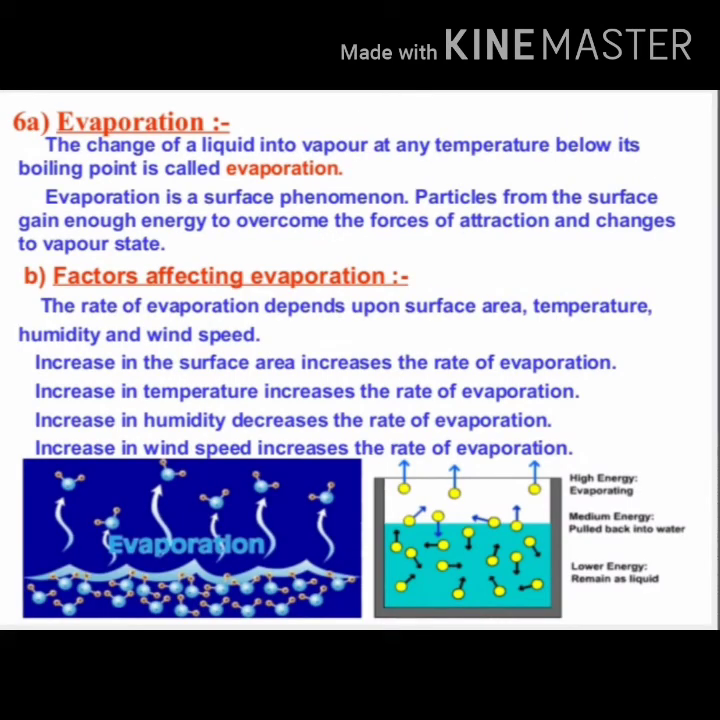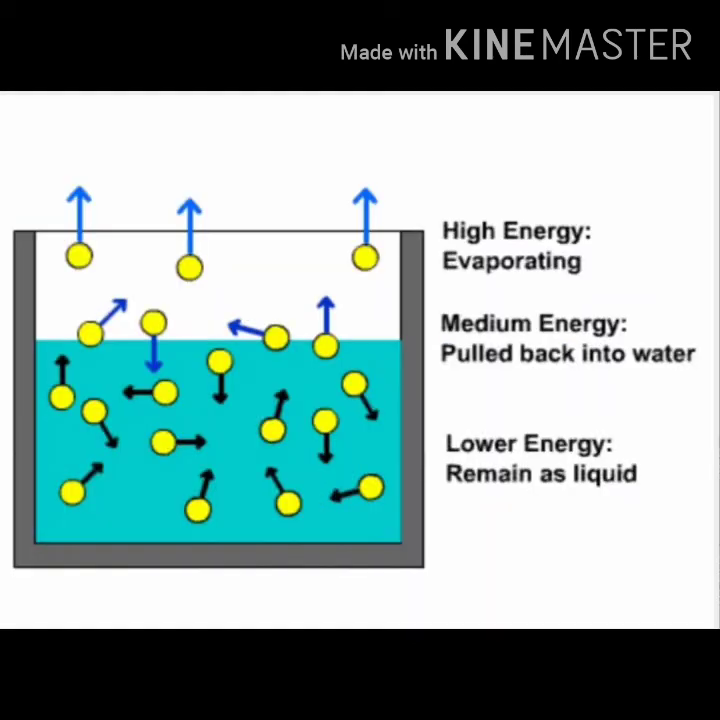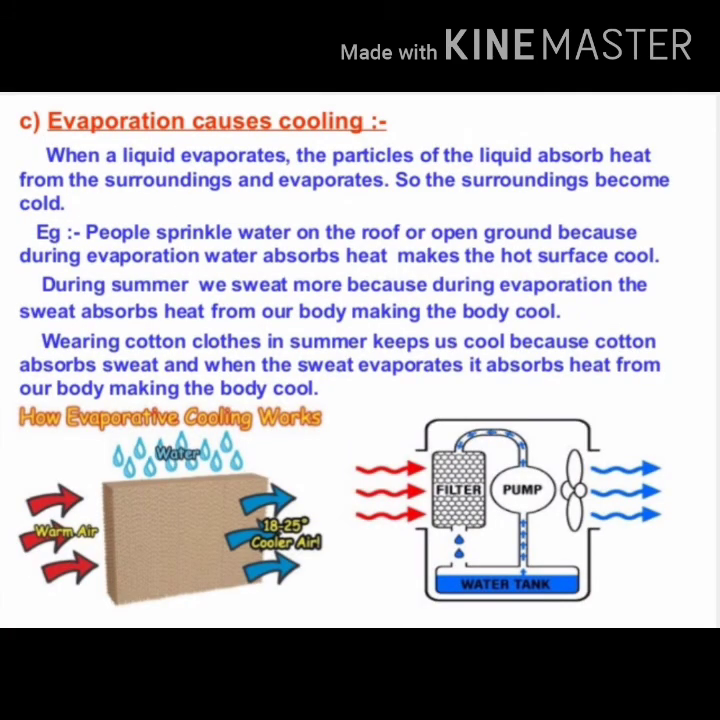Evaporation. The change of liquid into vapor at any temperature below its boiling point is called evaporation. Evaporation is a surface phenomenon. Particles from the surface gain enough energy to overcome the forces of attraction and change to vapor state. The factors affecting evaporation are: increase in surface area increases the rate of evaporation, increase in temperature increases the rate of evaporation, increase in humidity decreases the rate of evaporation, and increase in wind speed increases the rate of evaporation. You can see the high energy particles evaporating, the medium energy ones pulled back into water, and the lower energy ones remaining as liquid.